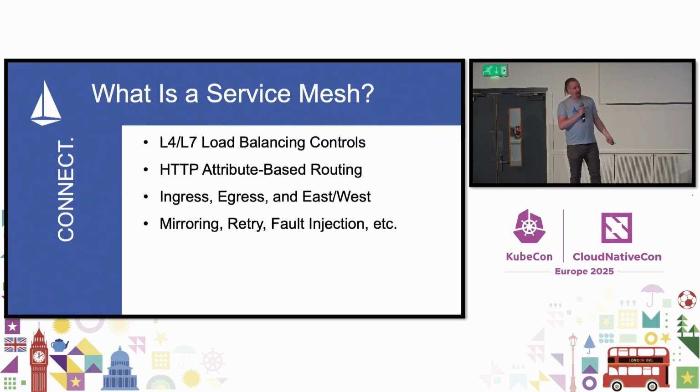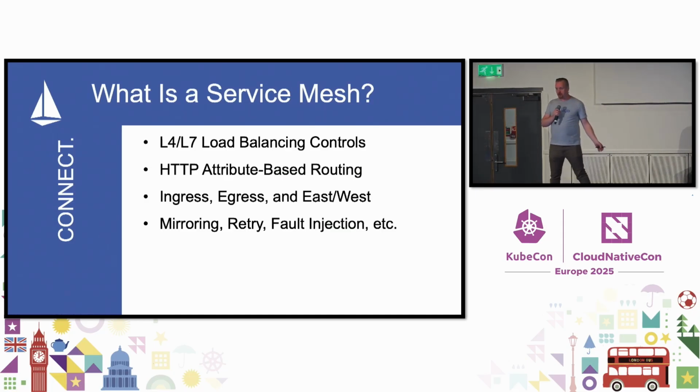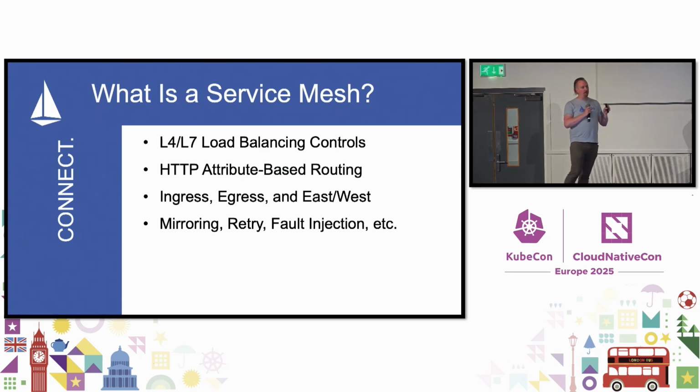On that point, most service meshes, and Istio is included here, do offer ingress as well as egress in addition to east-west traffic control. So whether the traffic is coming into your cluster, going out of your cluster, or bouncing around inside of your cluster, you should have the same controls over its connectivity, security, and observability.